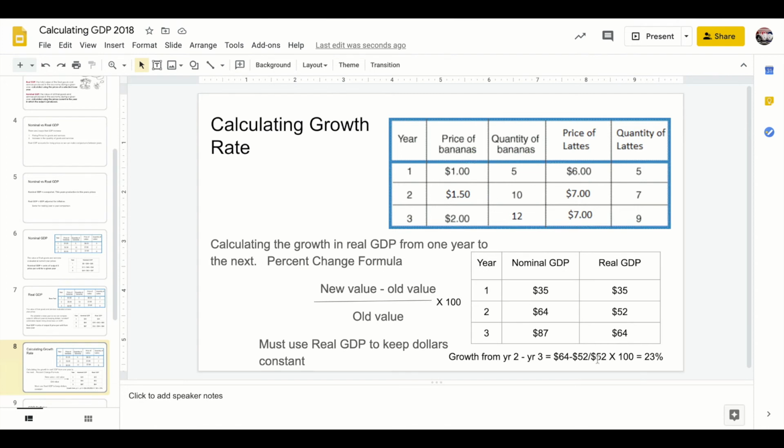Your best bet for growth in GDP from one year to the next, we hope for like 2.5 to 3%. That would be wonderful. So this is insane, but this would be an expansion. And the reason that it's insane is because I just made up these numbers up here.